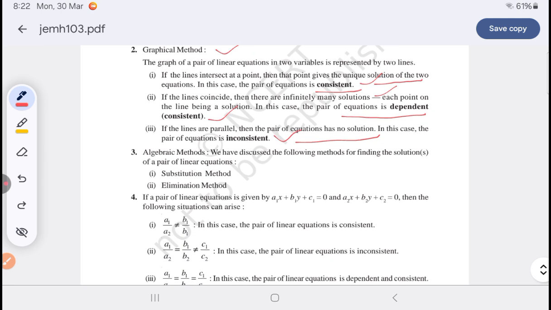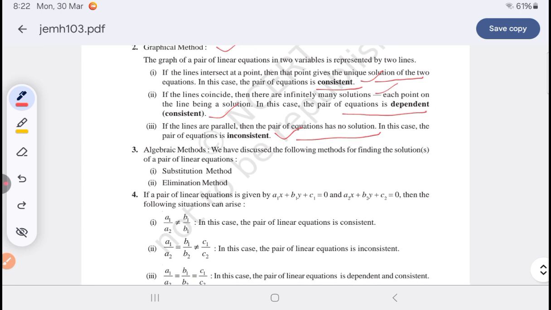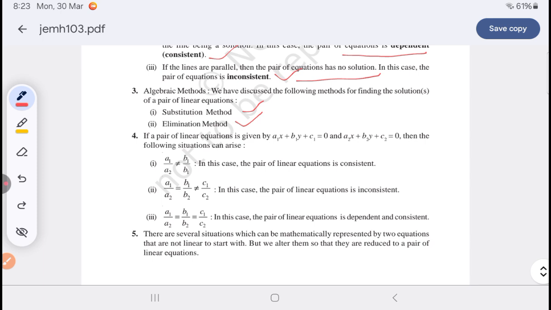The second is the algebraic method. In the algebraic method, we have two methods: one is the substitution method and the other is the elimination method. So just now we have learned this. This is a very important condition.